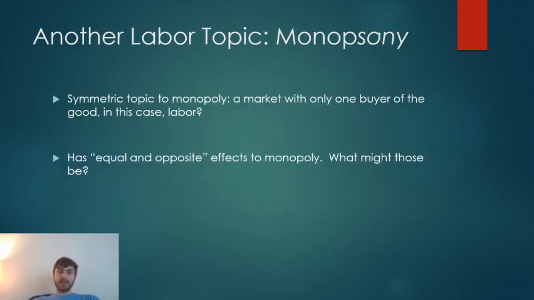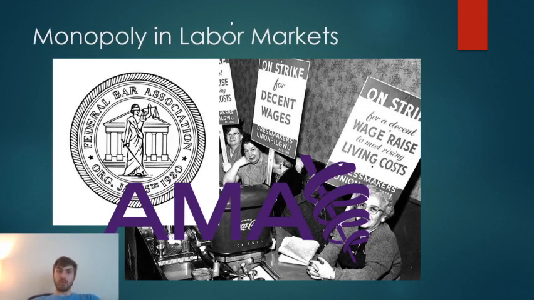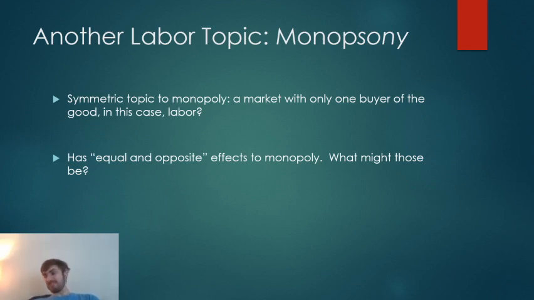Another labor market topic: so we have monopoly, where we have a limited number of sellers, right? Monopsony is the opposite. Monopsony is going to happen when you have a limited number of buyers. Okay, we don't see that in product markets too often, right? But we do see it in labor markets. Okay, so monopoly, limited number of sellers. You're going to raise the wage and restrict output. All right, monopsony, with an S, is a limited number of buyers.